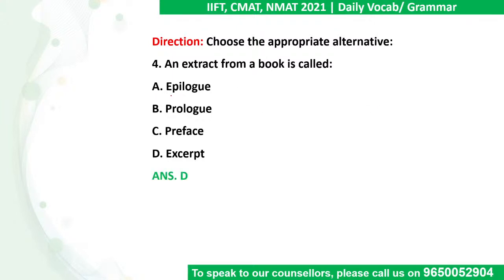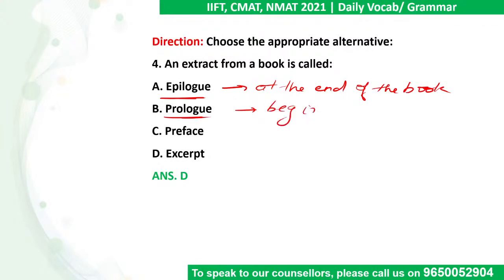Now, what is an epilogue? Epilogue is something which is written at the end of the book, and it tells you about the afterlife of the characters once the novel is finished. Prologue is given in the beginning, just a little bit of explanation or sneak peek into the lives of the characters, right? Preface is again given in the beginning.